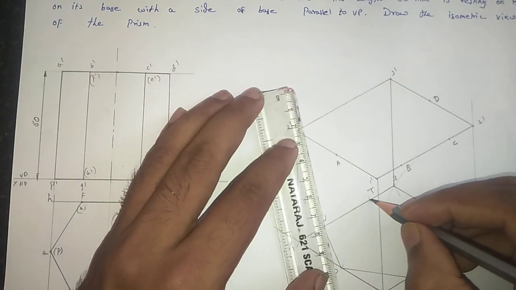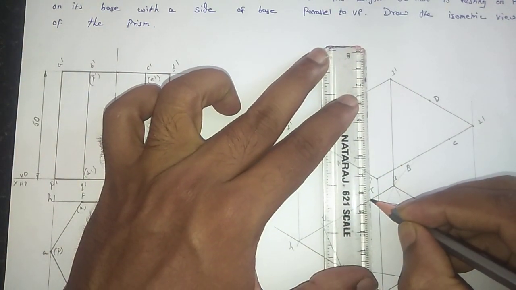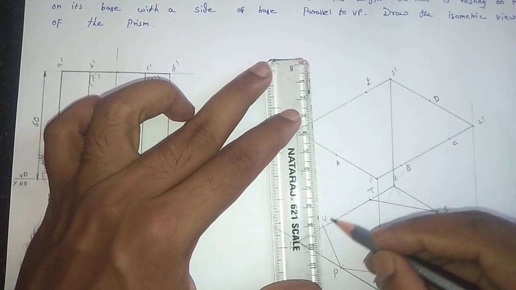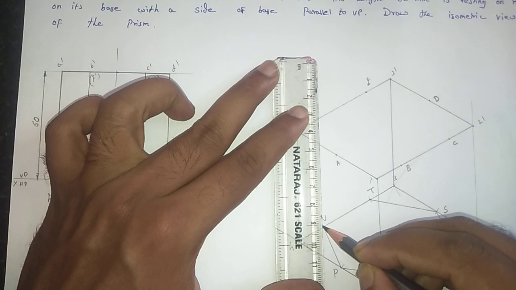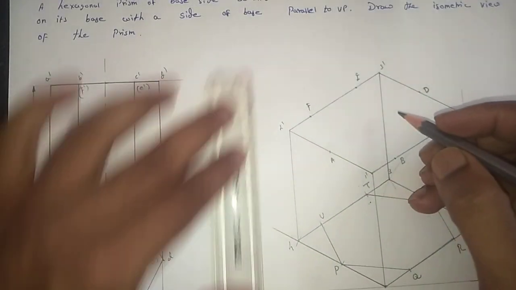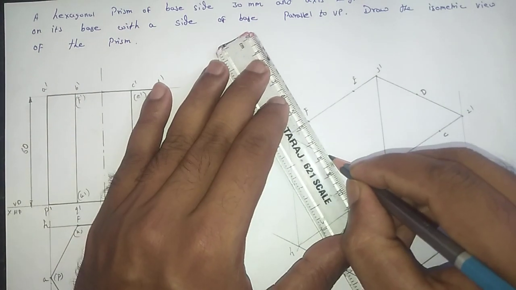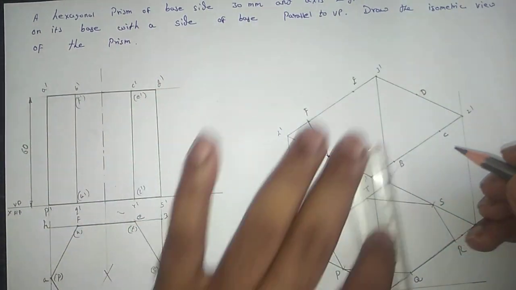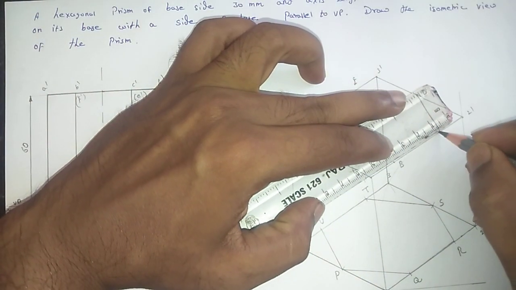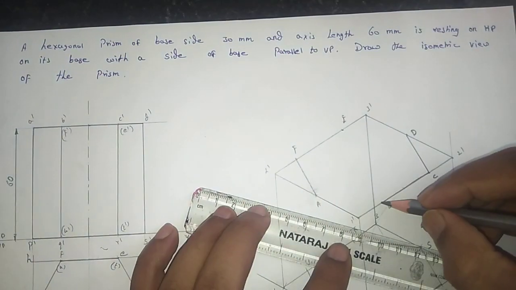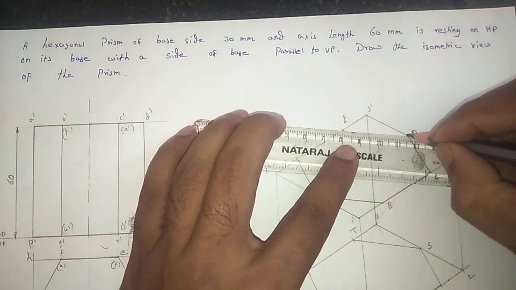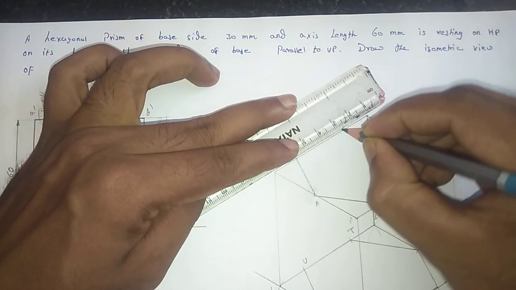3 and 4, from T we can project this point, this is point E, and from U on the line 3 and 4 we get the point F. Now we need to connect all the points. On the top face we need to darken the lines because all the portions are visible. B and C, B and A, D and E, and E and F.